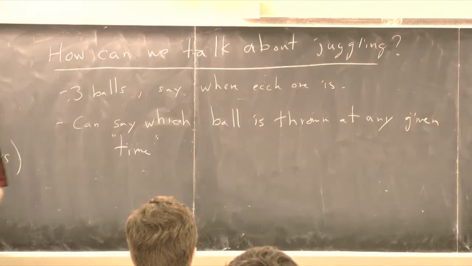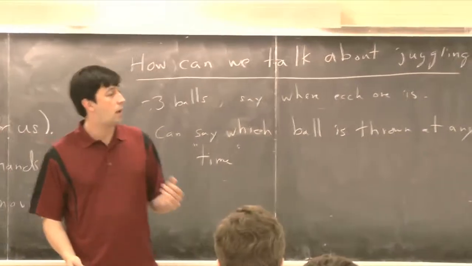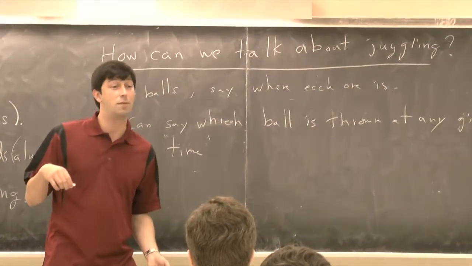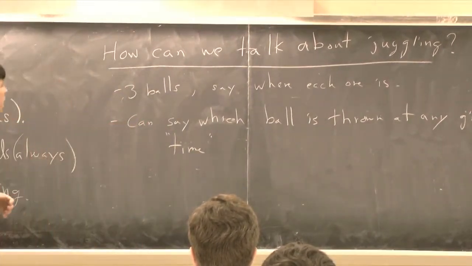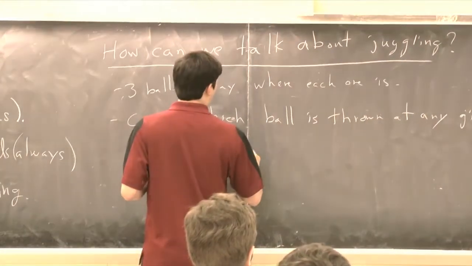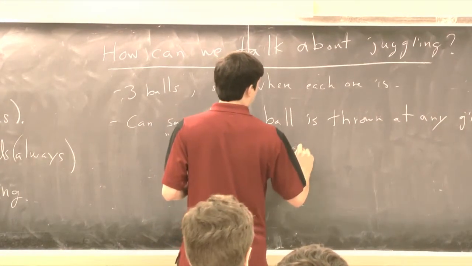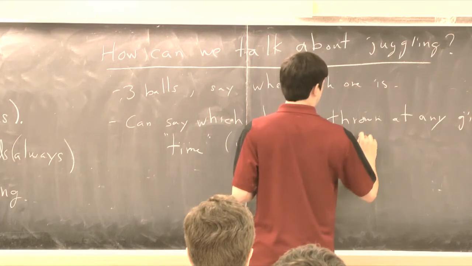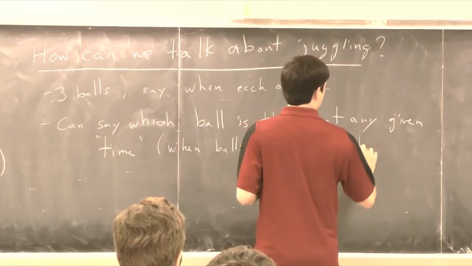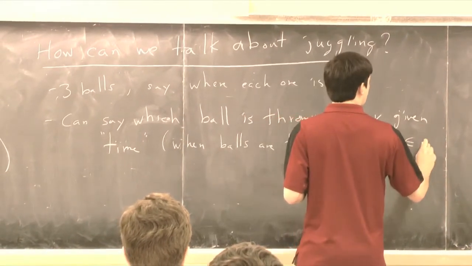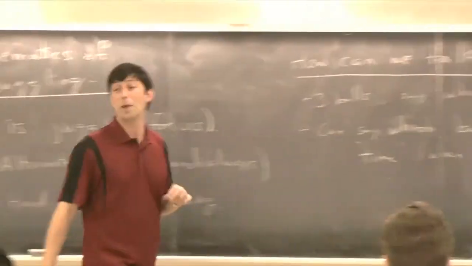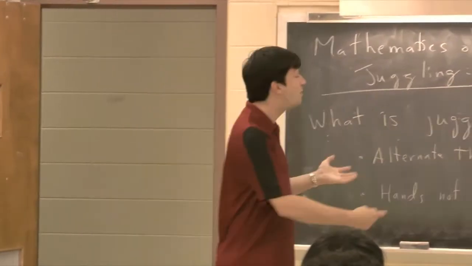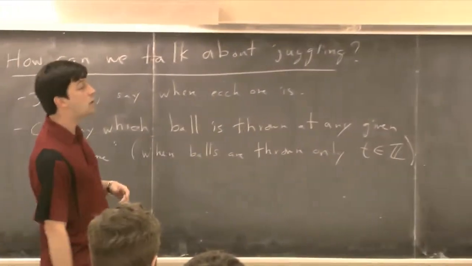And time in quotes here, because I don't really know what time means. So we better define what that means. We'll take time one to be when the first ball is thrown, time two when the second ball is thrown. It's a discrete kind of time, whenever you're throwing a ball. Only when balls are thrown. If you like, you can think of the time as the integers or the natural numbers, just to make it feel more mathy and put some notation there. But basically, at any given instant, one hand is doing something, and we can try to track this.